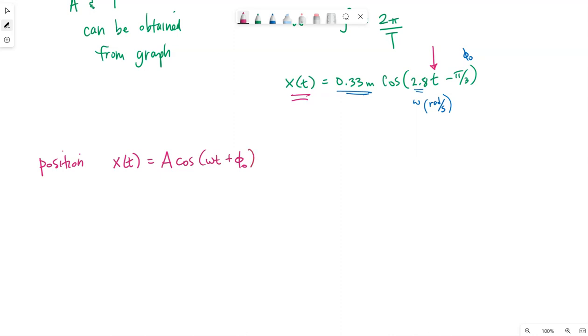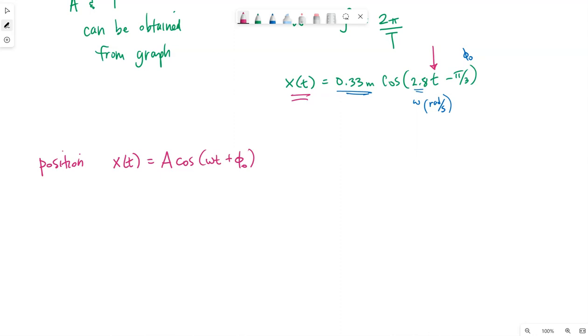You can totally write the motion in terms of sine if you want. That's fine. Remember, cosine and sine are just different initial positions. They're different phase shifts. They're shifted from each other by pi halves, by 90 degrees. Our author just chooses cosine.